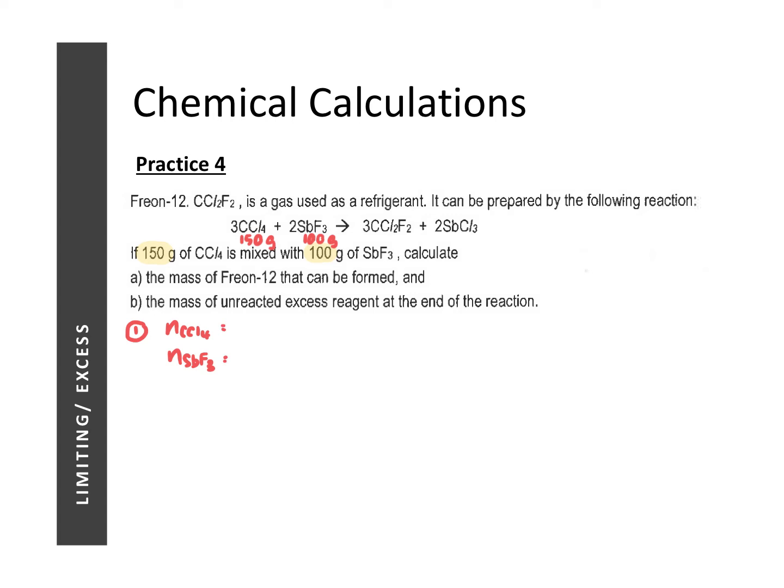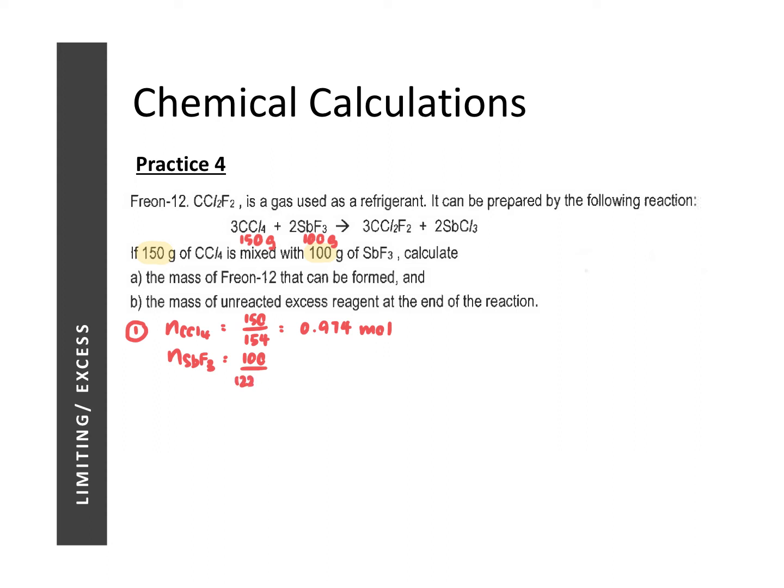Sb is antimony, it is a group 5 element. Over here, the mass of CCl4 is 150 grams. The molar mass of CCl4 is actually 154. You can do a calculation that will give us 0.974 moles. And then the number of moles of antimony trifluoride would be the mass divided by the molar mass.